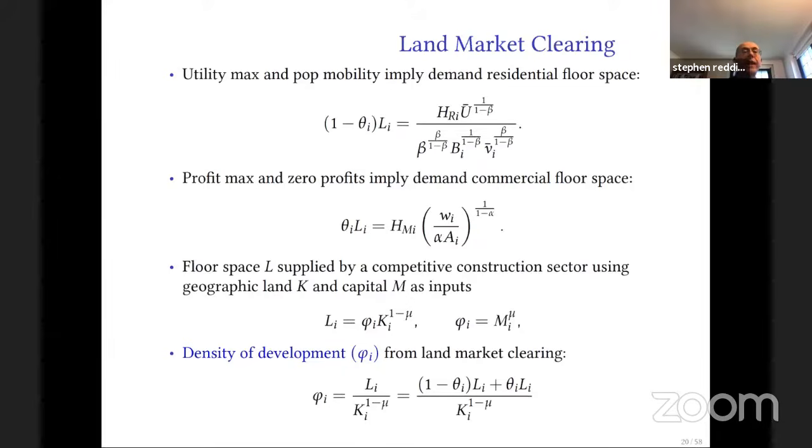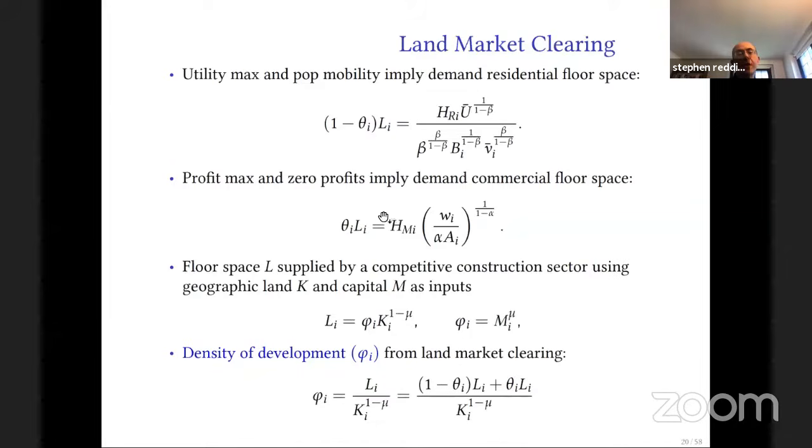What does the land market clearing condition say? It says that the fraction of floor space that's supplied residentially, so the total supply of floor space L times the fraction that's used residentially, has to be equal to demand for residential floor space. And I can solve for that in terms of the model, in terms of things that I observe, or I can back out in earlier steps.